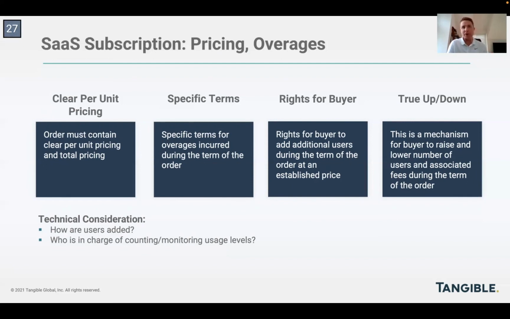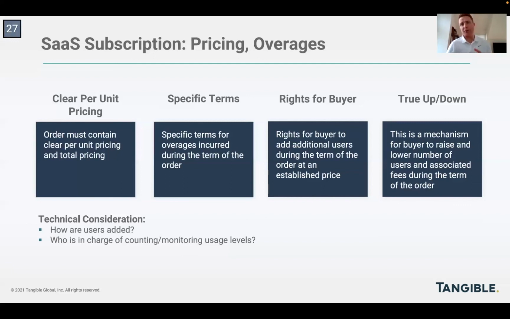That will enable a clear and smooth calculation if there are any overages during the term of that order, and what the pricing for those overages will be. It will also set up a clear negotiation of any rights for a buyer to add additional users during the term of an order for an established price.